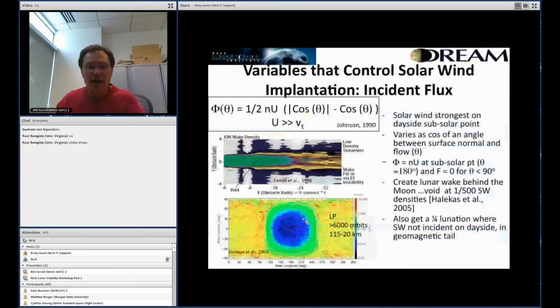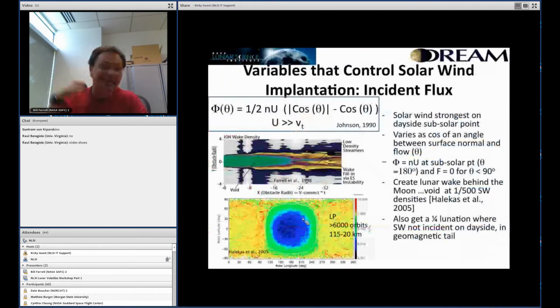Next slide. Let's talk a little bit about the variables that control solar wind implantation. The first one is, of course, the incident flux. Bob Johnson wrote a nice formula for the incident flux, and we pretty much have an idea of what this is. On the day side, there's solar wind. On the night side, there seems to be a big void. And this void has been studied.